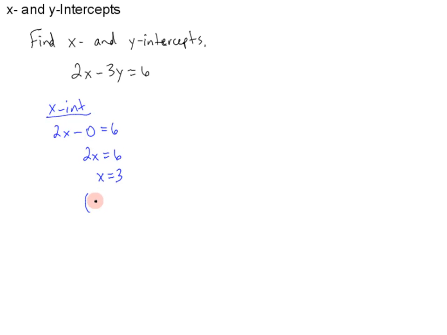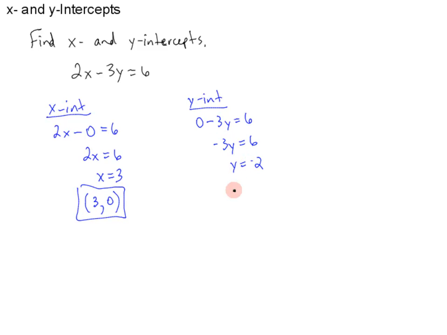So the x-intercept, x is 3, and the y is 0, so you get the ordered pair (3, 0) for your x-intercept. For the y-intercept, you set x equal to 0 in the equation, and you get 0 minus 3y equals 6. Solving for y, we get -2. So in the ordered pair, the y value is -2, and in a y-intercept the x is 0, so you get the ordered pair (0, -2). So these are your x and y-intercepts for this line.